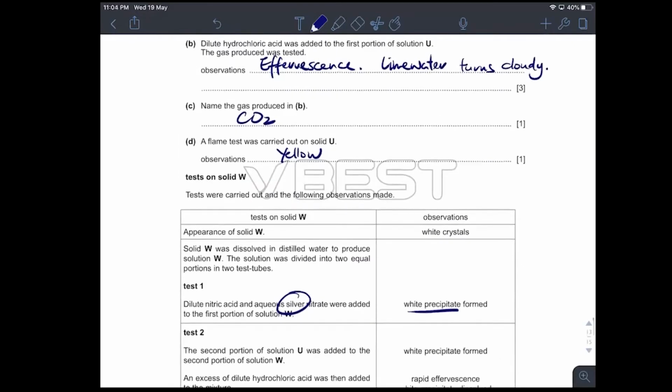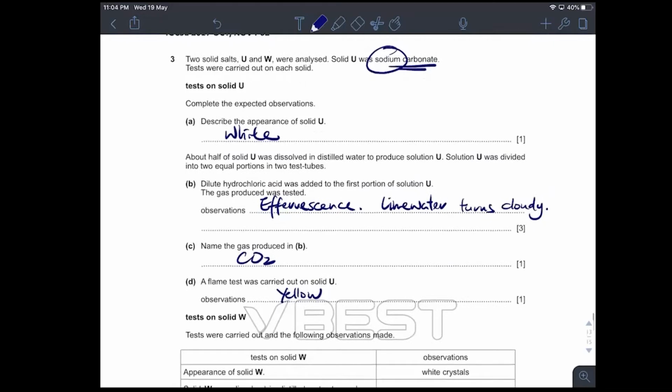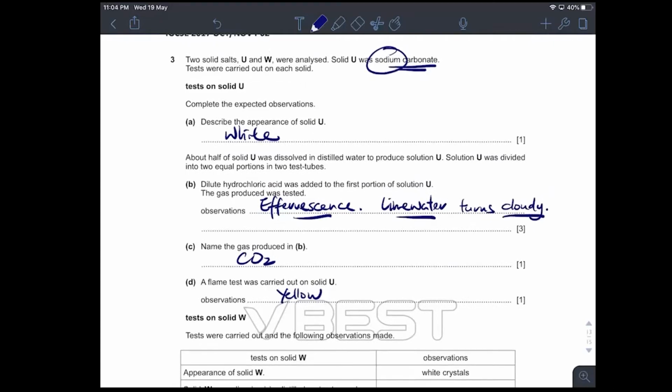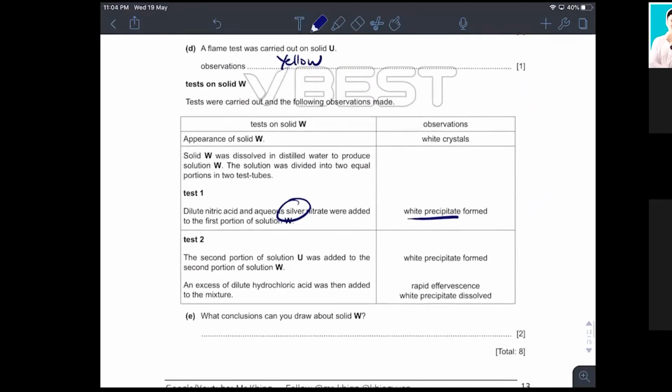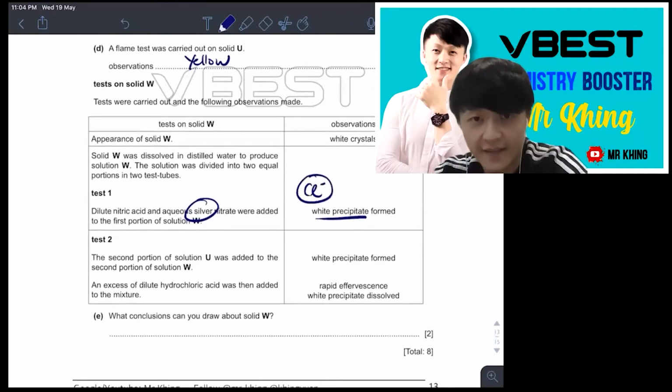What do you mean white precipitate? Yeah, effervescent 1 mark, lime water 1 mark, cloudy 1 mark. So this is how you get 3 marks. Okay, see, test with silver, form white precipitate, which means it indicates the presence of chloride, isn't it? That's the reason why it formed white precipitate.